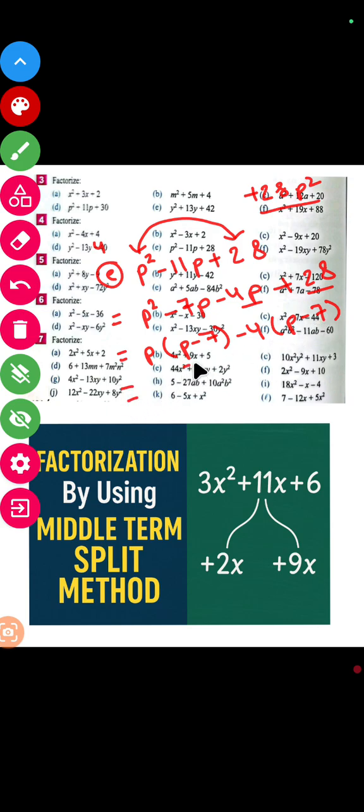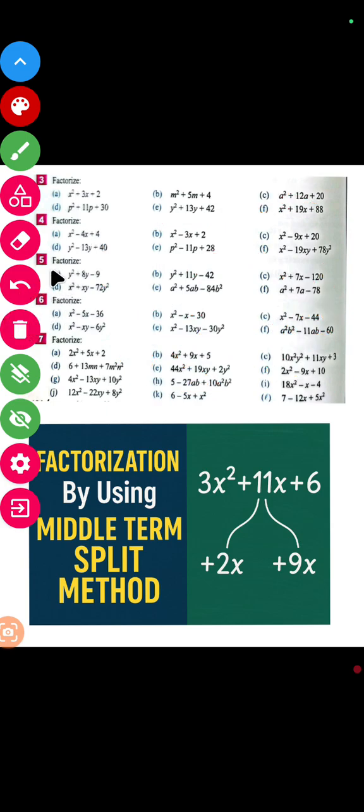Now you see p minus 7 and p minus 7 are common. The left one can be written in another bracket. This is how the factorization can be done in question number 4.